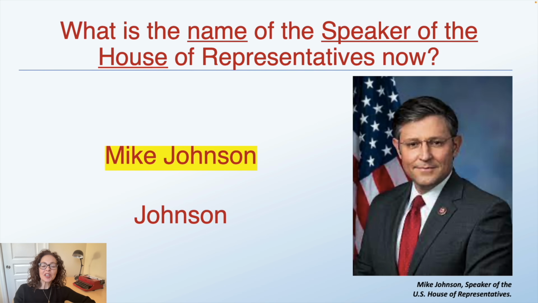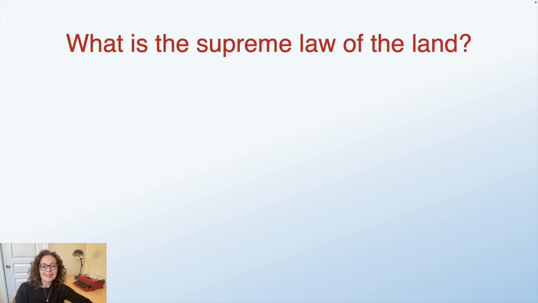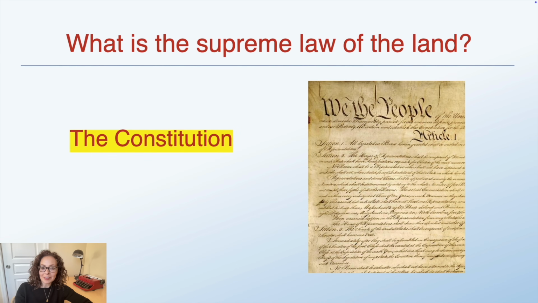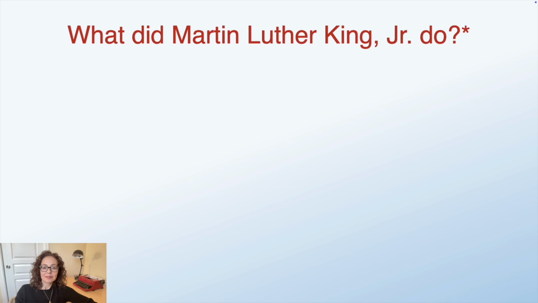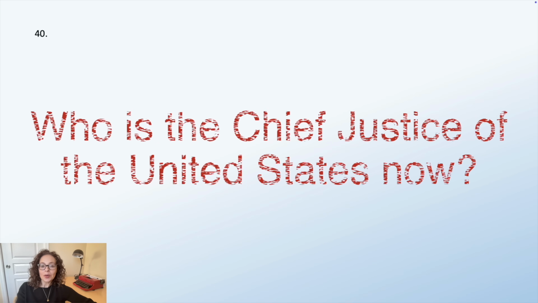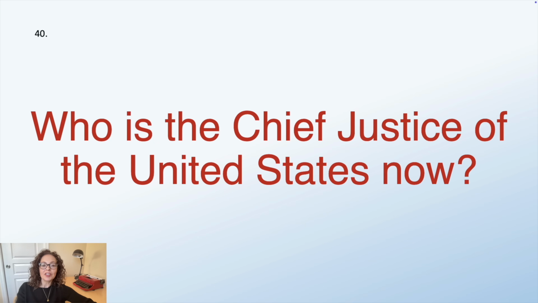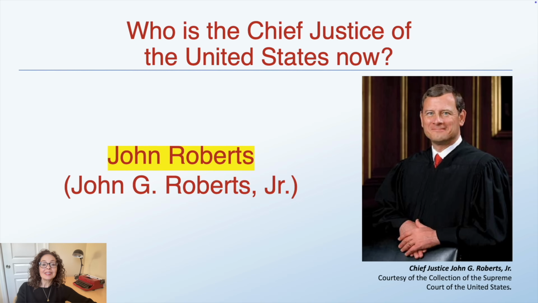The name of the Speaker of the House is Mike Johnson. What is the supreme law of the land? The Constitution. What did Martin Luther King Jr. do? He fought for civil rights. Who is the Chief Justice of the United States now? The Chief Justice is John Roberts.